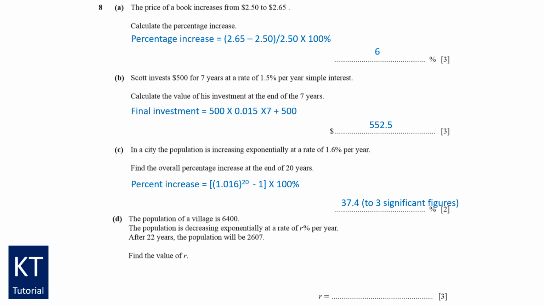Next question. The population of a village is 6,400. The population is decreasing exponentially at the rate of r% per year. After 22 years, the population will be 2607. Find the value of r. We start by equating the product of 6,400 and d to the order of 22 with 2607. We obtain r by subtracting d from 1.